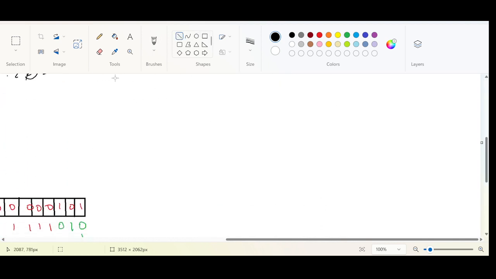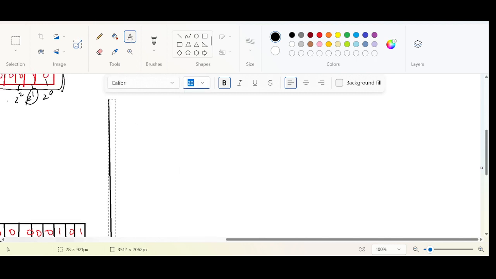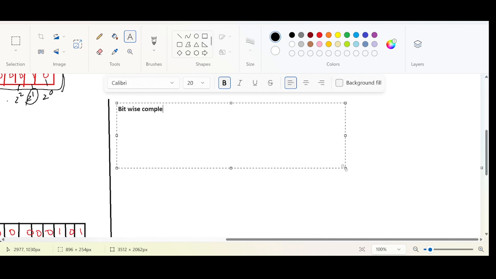Now one bitwise operator is left out: the complement operator, bitwise complement. What is the symbol for this? Already discussed. Both are simple, very easy. This is the symbol. You can find this symbol next to the number one on the QWERTY keyboard.